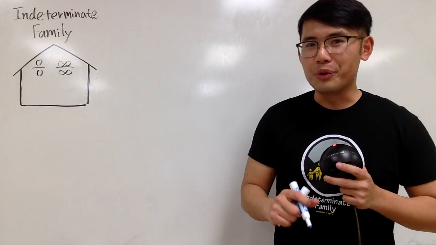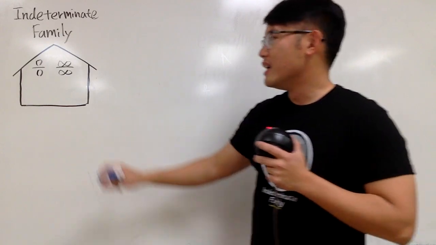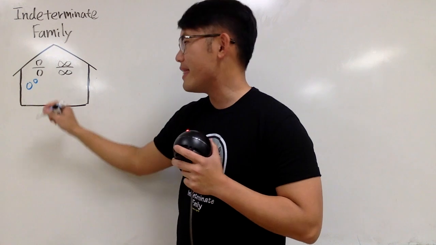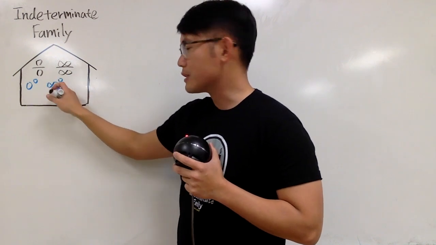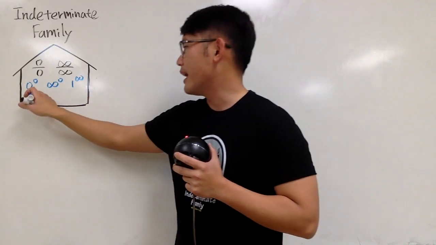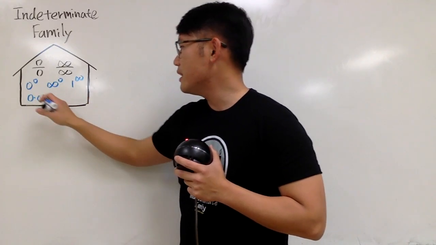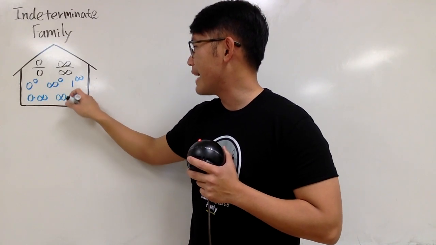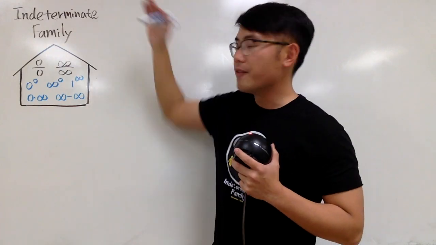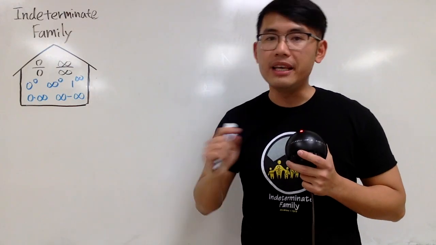And then, let me tell you, we have 5 kids. Let me write down the first one, 0 to the 0th power. And then we have infinity to the 0th power. And then 1 to the infinity power. And 0 times infinity. And lastly, infinity minus infinity. And these right here are what we call the indeterminate forms when we are calculating limits in calculus.